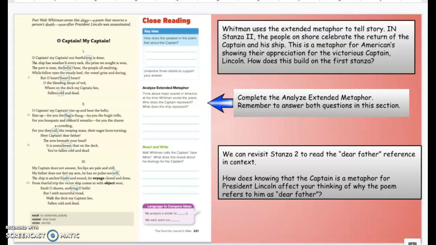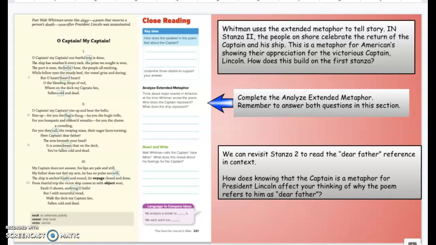Okay, now we're going to look at this quickly at the back, and then you're going to go ahead and finish page 221. Whitman uses the extended metaphor to tell the story. You'll see in stanza 2, the people on the shore celebrate the return of the captain and his ship. This is a metaphor for Americans showing their appreciation for the victorious Captain Lincoln. So I want you to think about, how does this build on the first stanza? Think about how in that first stanza, the fearful trip is done. This tells what happens next.